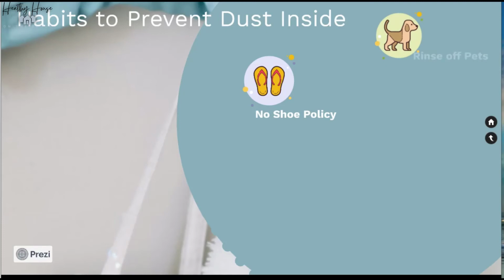Second is wipe off your pet's paws before you come inside, and you'll keep a lot of bacteria and pesticides from being tracked around the house. We used to keep an old towel nearby so we could just wipe off our little Ruby's paws. That's a great idea.